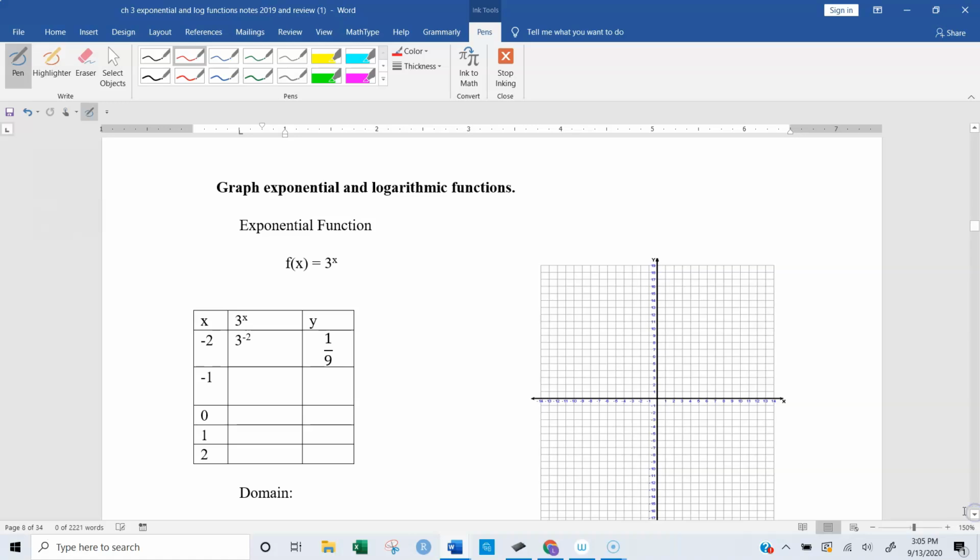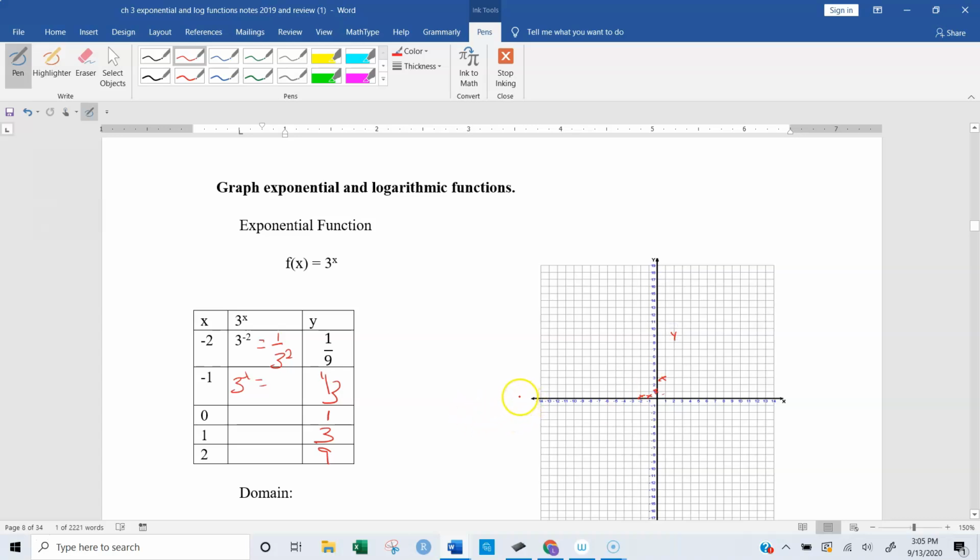Okay, next we're graphing. Let's remember, I have 3 to what power equals f of x. So this is just a straight exponential. So we know -2 means 1 over 3 squared, which is 1/9. Well, -1 means 3 to the negative first, which equals 1/3. Anything to the 0 power is 1, 3 to the first is 3, and 3 squared is 9. Now let's graph these. We go to -2, 1/9, -1, 1/3, 0, 1, 1, 3, and 2, 9.